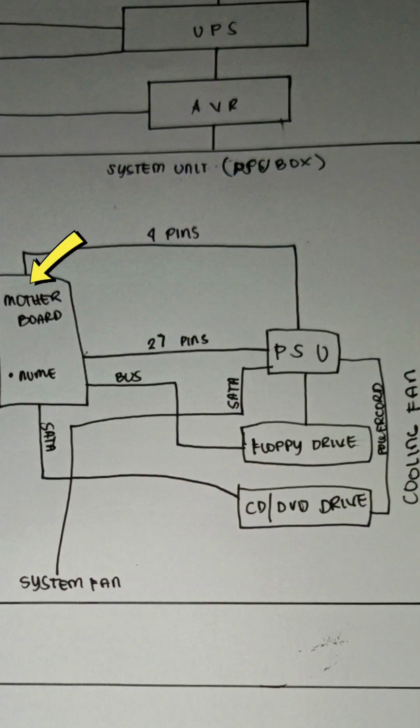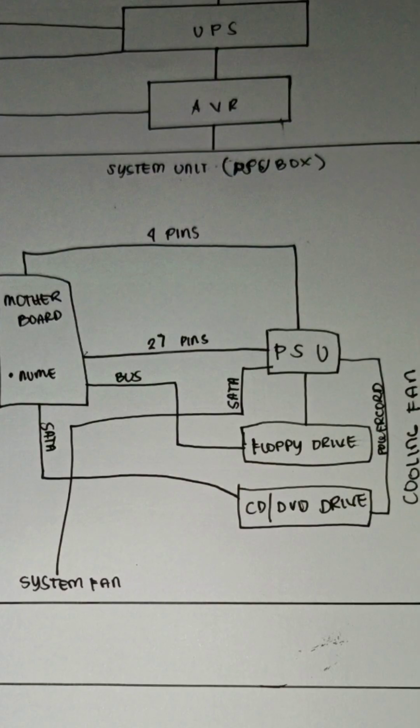And we have the motherboard. The motherboard is the main circuit board. It connects everything together. I included pins, 4 pins and 27 pins. These represent connectors for power and data. Then we have a bus. This is the pathway where data travels between components. Everything communicates through the motherboard.